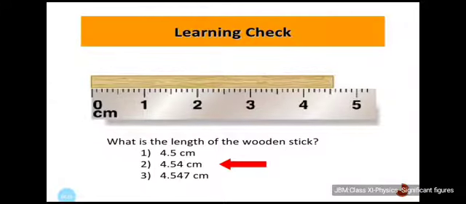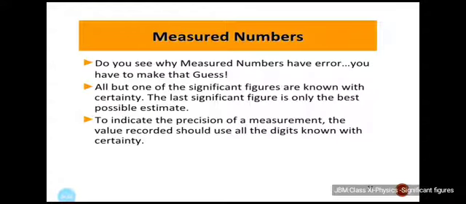In this case, what is the length of the wooden stick? Is it 4.5 centimeter or 4.54 centimeter or 4.547 centimeter? So most properly the answer should be 4.54 centimeter. But for the last digit, we have made one approximation. So do you see why measured numbers have error? You have to make that guess.